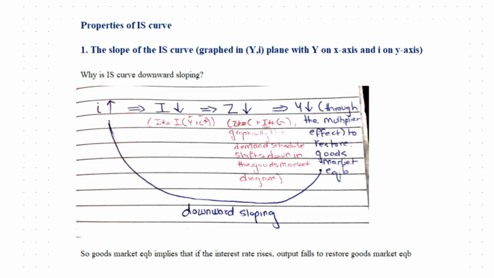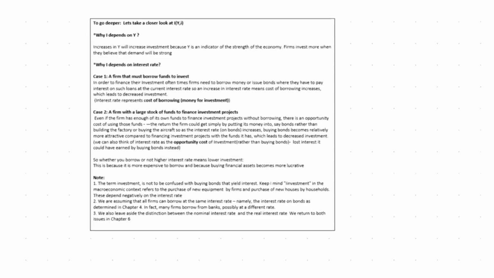So here, as interest rate increases, we know investment goes down, because the way we modeled investment is that it's a positive function of Y and a negative function of interest rate. And we looked at the economic intuition behind this negative relationship between interest rate and investment, where we said investment depends negatively on interest rate, as you can either think about the interest rate as the cost of borrowing, or you can think about the interest rate as the opportunity cost of investment.